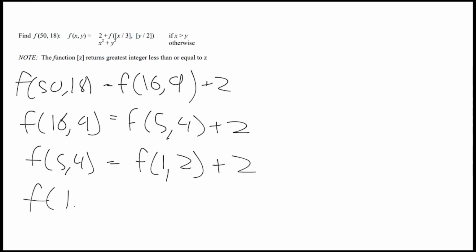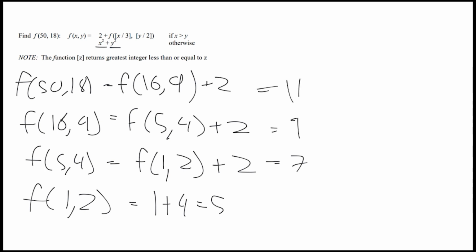And now for f of 1, 2, this is the base case because x in this case is not greater than y. So we'll just solve x squared plus y squared, and this will give us 1 plus 4, which equals 5. And then once again, we can work our way up. So 5 plus 2 is 7, 7 plus 2 is 9, 9 plus 2 is 11, and 11 is our final answer.